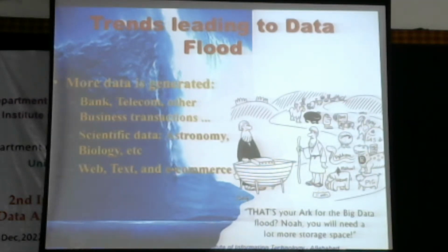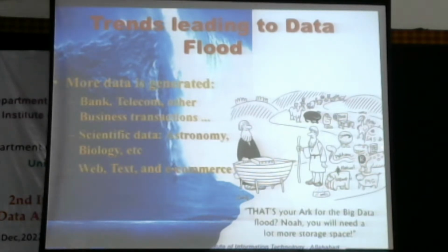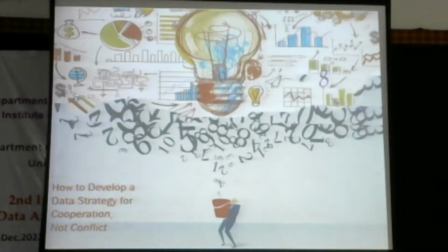So this is a cartoon from a biblical cartoon where Noah has built this ship and then he says the ship is too small. And what are the animals you have got here? Hadoop, Python, Pig, R, SAS. These are terms or terminologies used in data science, or programs used in data science now, and these are the animals that you need to carry. So what you have is how to develop a data strategy for cooperation and not conflict.